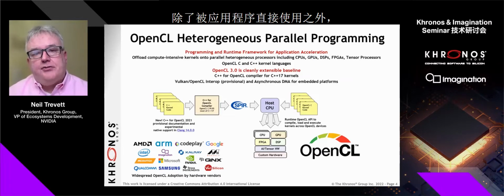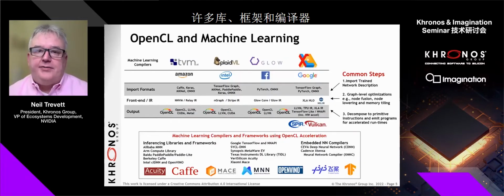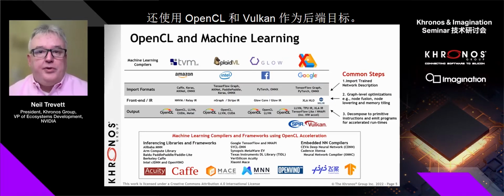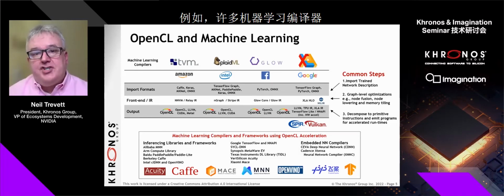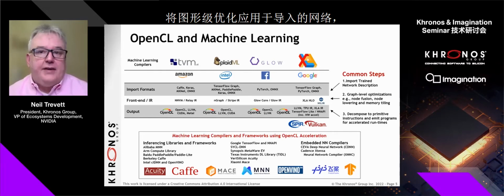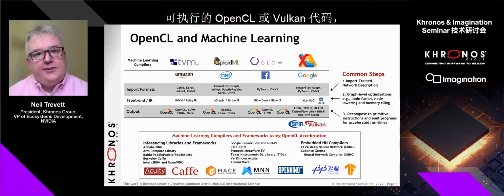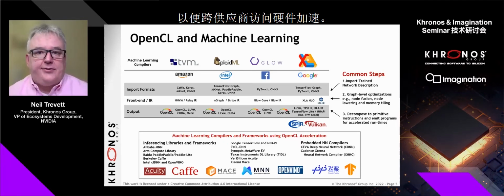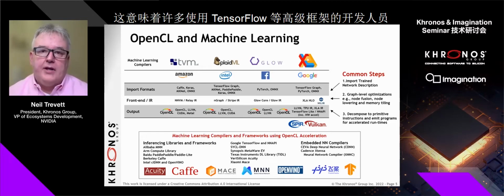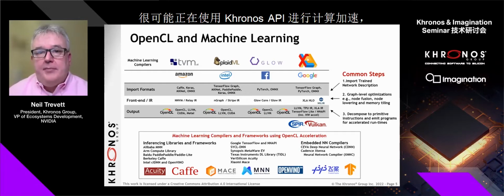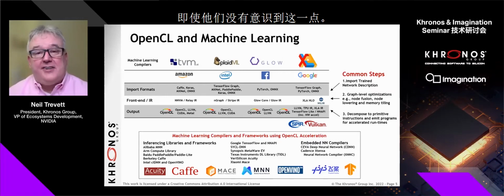As well as being used directly by applications, many libraries, frameworks, and compilers use OpenCL and Vulkan as back-end targets. For example, many machine learning compilers apply graph-level optimizations to imported networks, and then lower those networks into executable OpenCL or Vulkan code for cross-vendor access to hardware acceleration. This means that many developers using high-level frameworks such as TensorFlow may well be using Khronos APIs for compute acceleration, even if they don't realize it.